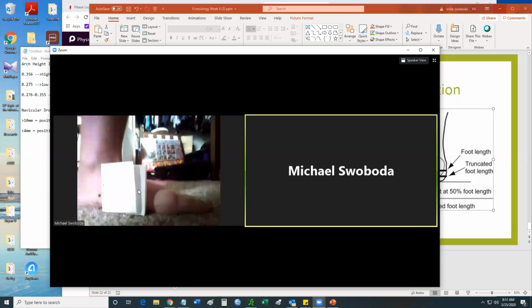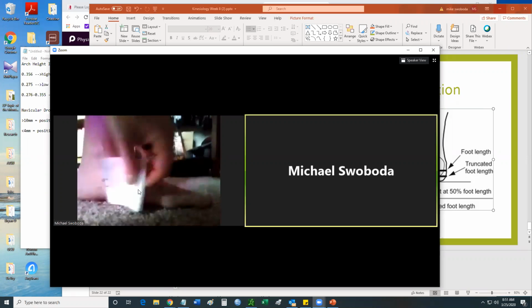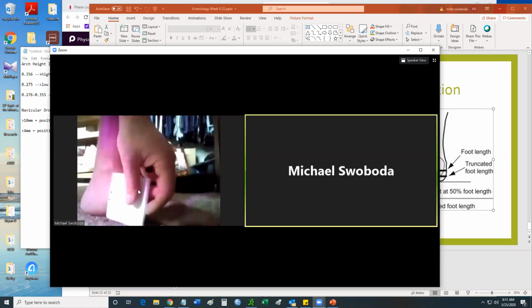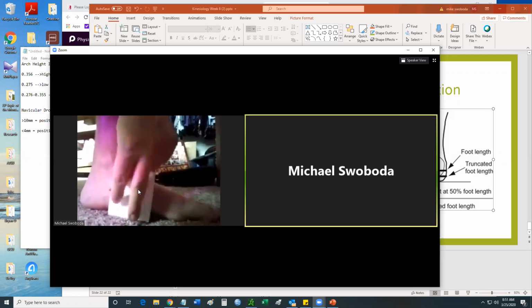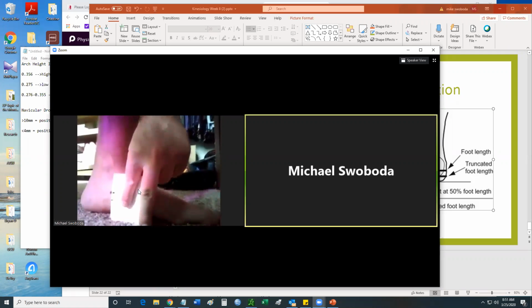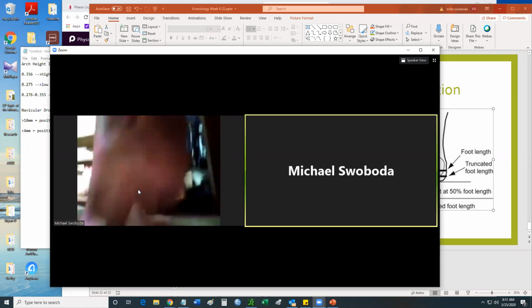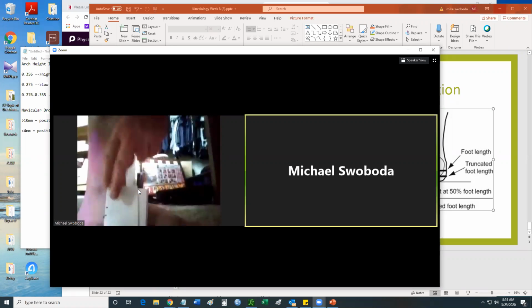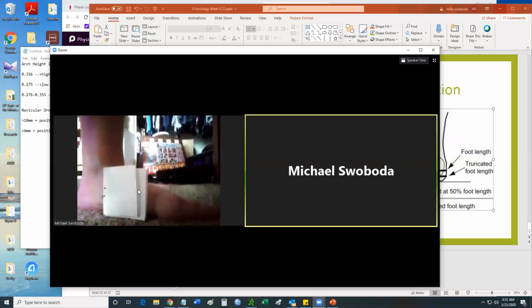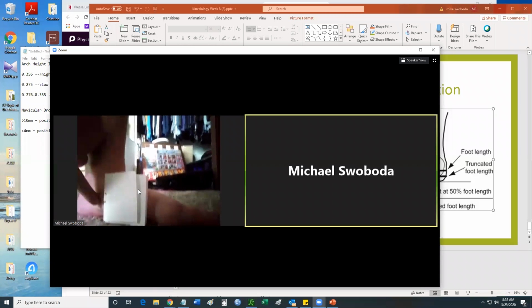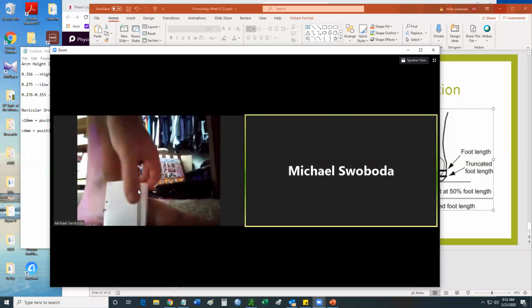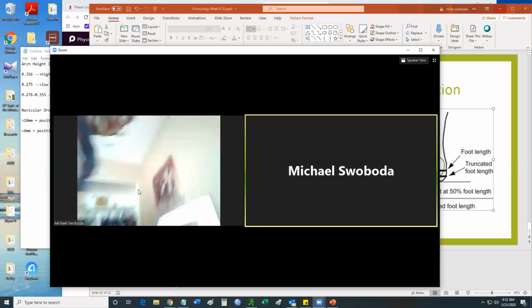Again, if I'm sitting down, you see that my navicular bone lines up with the paper right here. That's why I make that first dot, where the navicular bone lines up. When I stand up, that navicular bone drops down, and then I make a second dot where the navicular stopped.